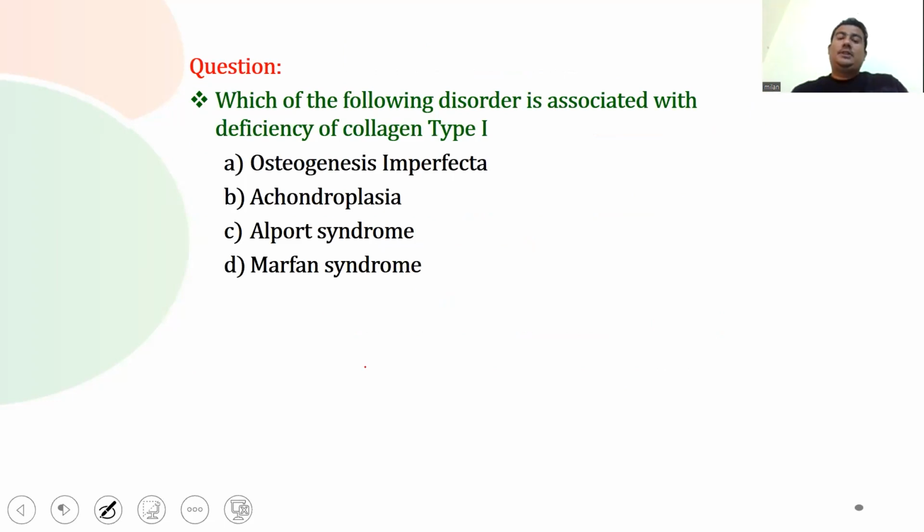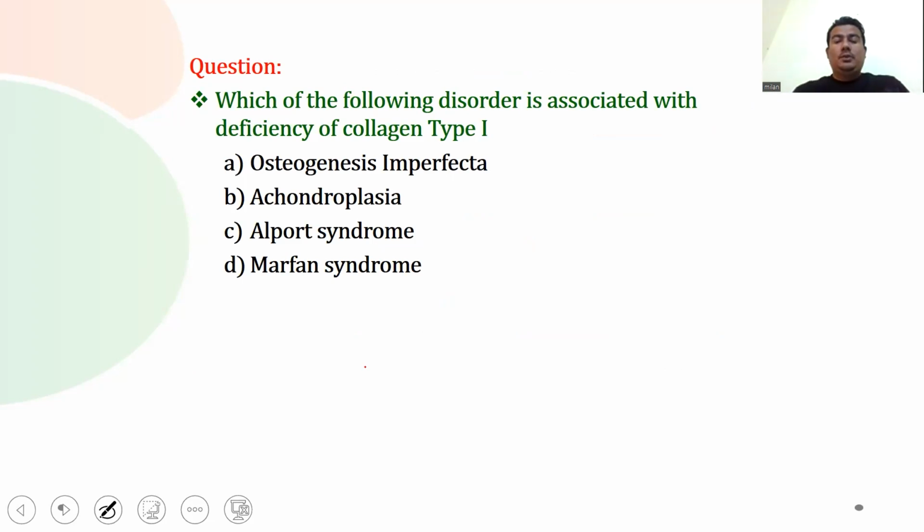Moving on to the next question, which of the following disorders is associated with deficiency of type 1 collagen? The options are osteogenesis imperfecta, achondroplasia, Alport syndrome, and Marfan syndrome. This is also a straightforward question.